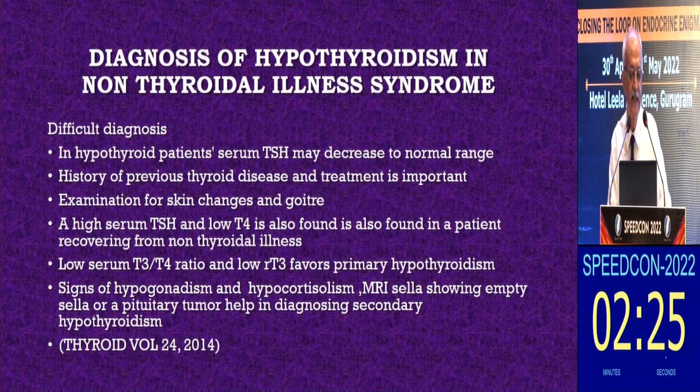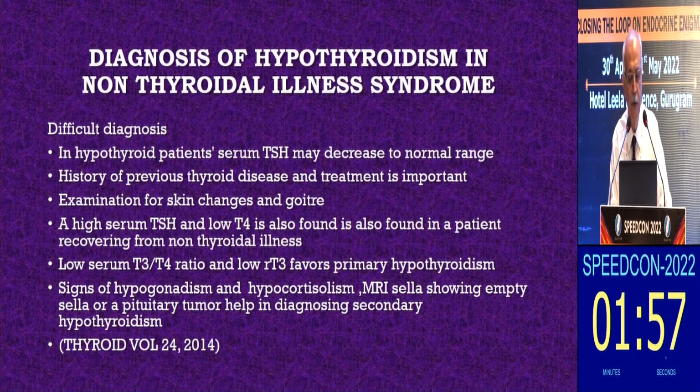Examination of skin changes, goiter, high serum TSH and low T4 are also found in patients recovering from non-thyroidal illness. Keep that in mind. And if you get a low serum T3 and T4 ratio and low reverse T3, then you think of hypothyroidism, because in critical illness, what happens is that the T3 is low, T4 is higher, and reverse T3 is high. So that is a very good test to rule out the difference.